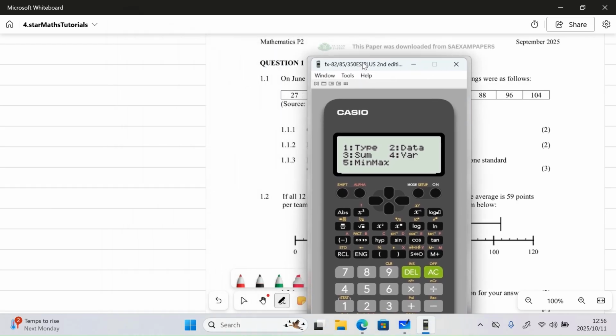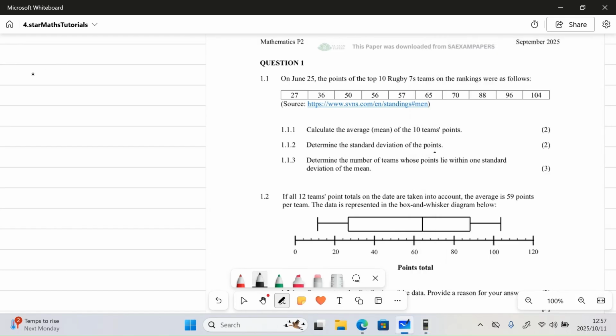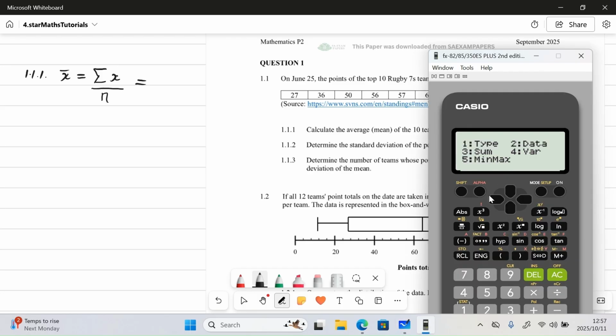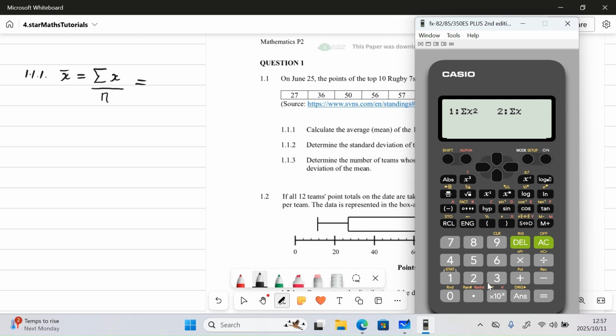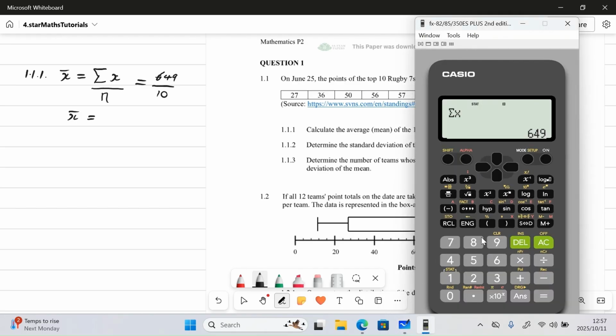So let's answer the question. The question says we must give them the average. We know that when we calculate the average, we need the sum. If you want to check, go to option number 3. We are looking for only the sum, not the sum squared, so option number 2, then we are going to get 649, then divide by 10. Then our average is equal to that.